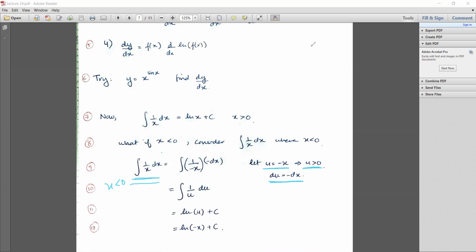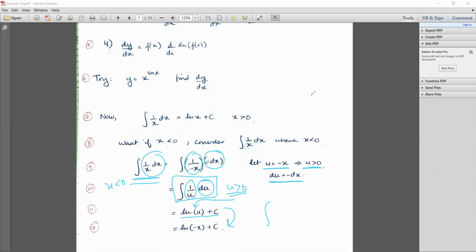So I can rewrite 1 over x dx as 1 over negative x negative dx. And so 1 over negative x becomes 1 over u, and negative dx becomes du. And I get ln of u plus c, right? So I know u is positive. So I know that the integral of 1 over u du when u is positive is ln u plus c. And if I write everything back in terms of x, it's ln of negative x plus c.